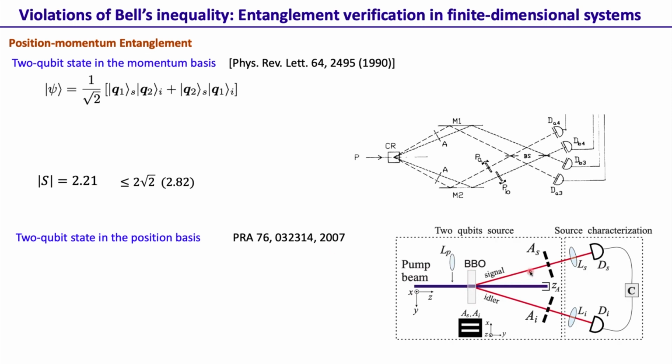In this, again a BBO down conversion, and we are putting a double slit here and a double slit over there. And the double slit again makes a 2-dimensional basis. Again, position is a continuous basis, but a double slit is just constraining the photons of the field to come out either from this or from that, and that's how it's making a 2-dimensional subspace. So in this case, the kind of 2-qubit state we can make is of this form.